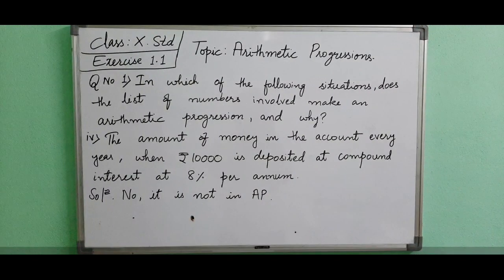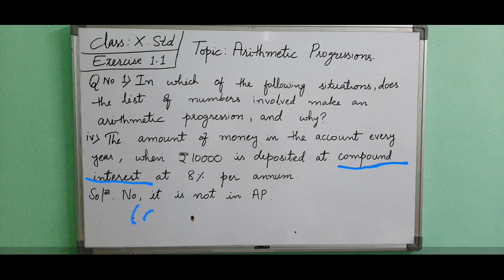Now the last question. The amount of money in the account every year when rupees 10,000 is deposited at compound interest at 8% per annum. Here the compound interest is very important. We have to understand what compound interest means. Suppose we keep 10,000 in the bank. On that 10,000 in the first year they will give the interest. But next year, on rupees 10,000 plus the interest you got last year, together they will add, and on that amount they will give the interest.